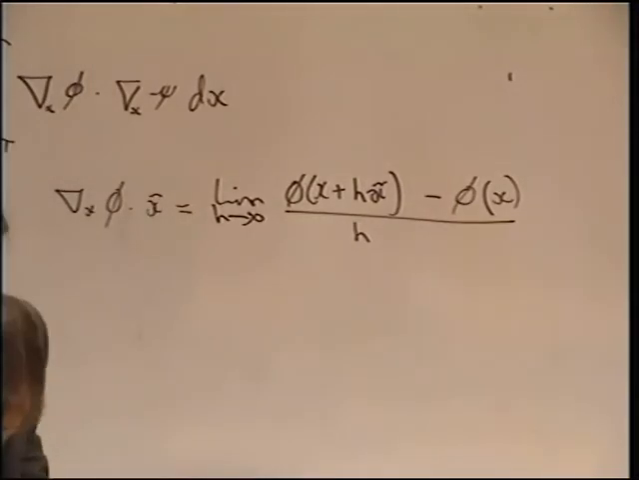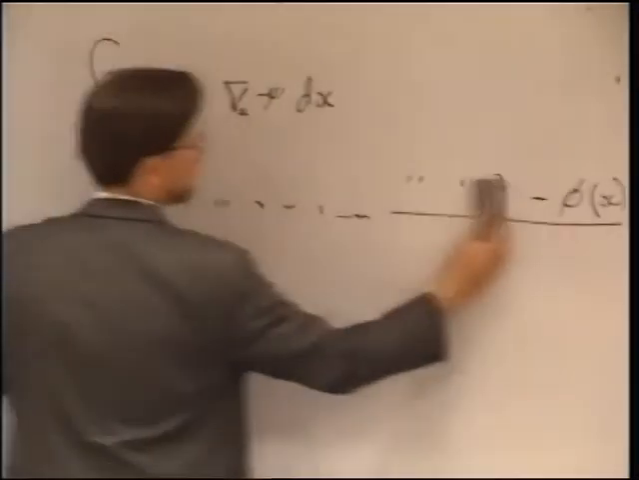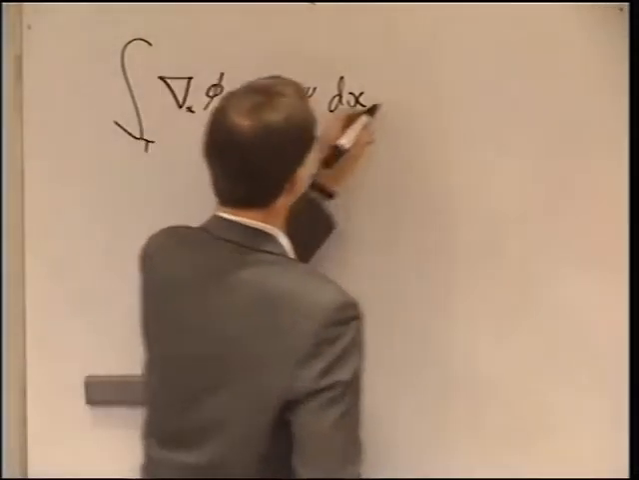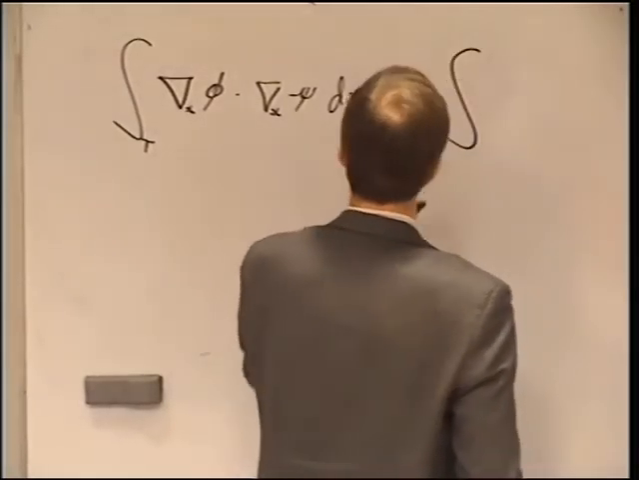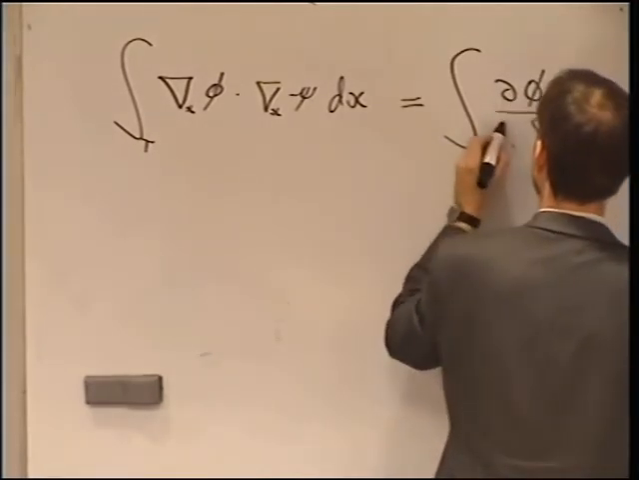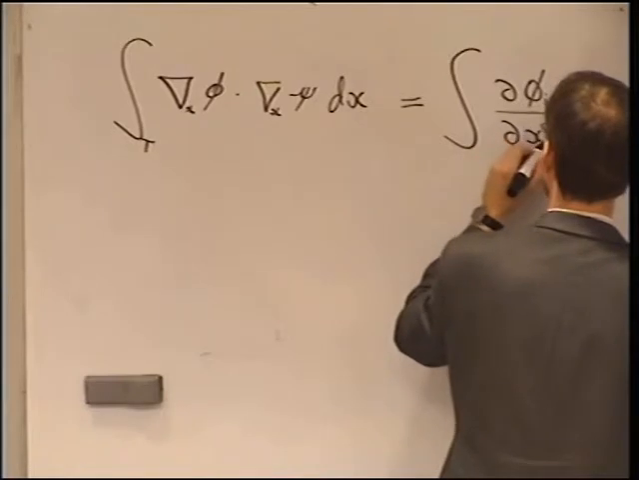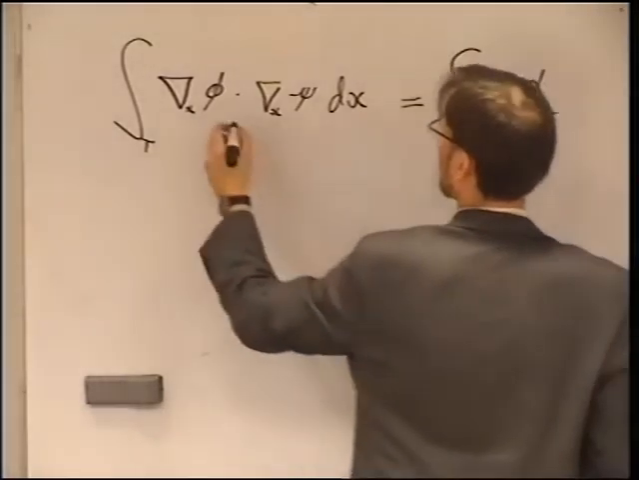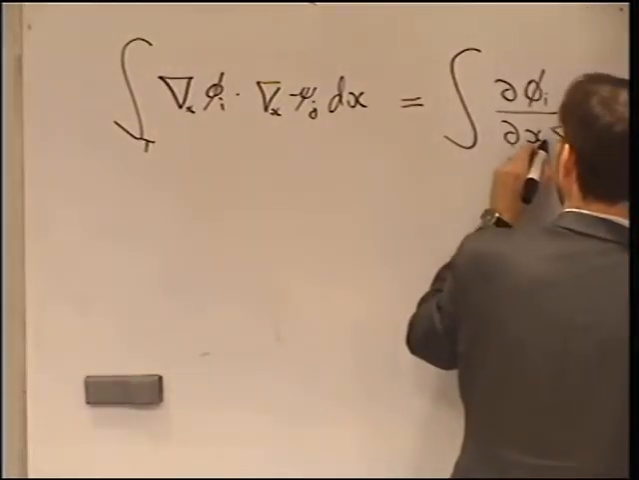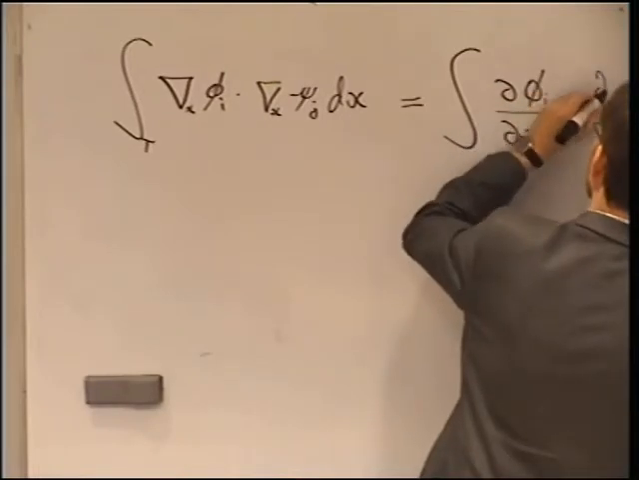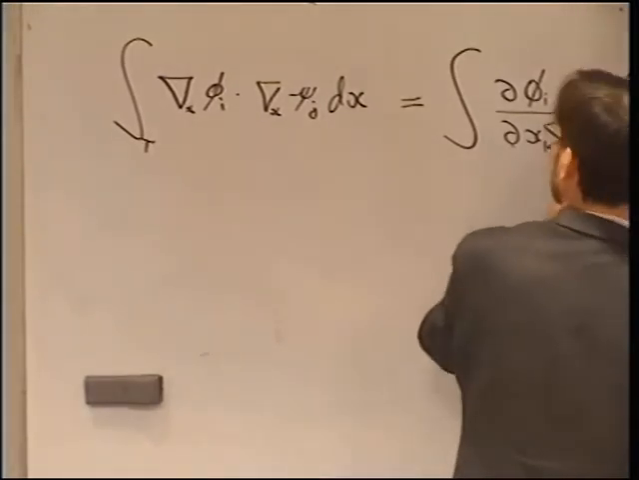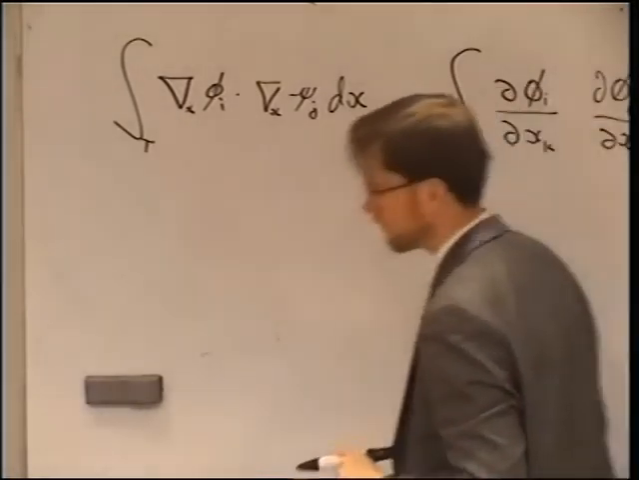So another way of writing this, so we can write this back in the terminology that you might find yourself more familiar with, we could say that this is equal to the integral of d phi I dx k, d phi j dx k, dx.